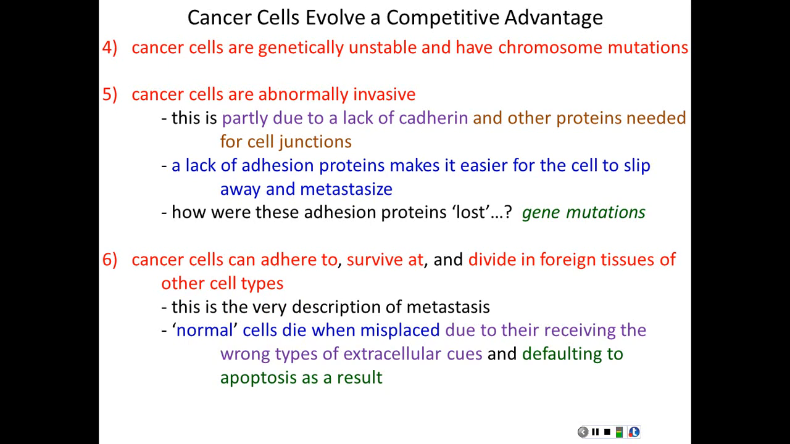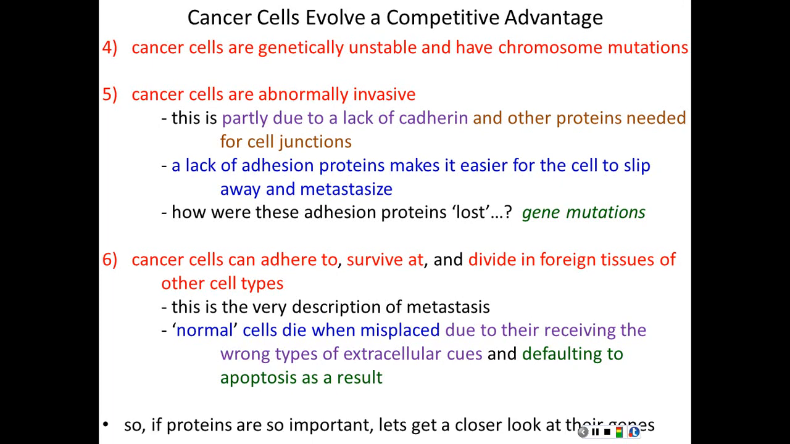Normal cells, if you were to take a normal healthy lung cell and put it in the liver, it would die within days. When it's misplaced, it's getting the wrong cues, the wrong cellular messages from the neighboring cells. As soon as the cell doesn't hear the language it's used to in its environment, it defaults to apoptosis, not cancer cells. Cancer cells are deaf to those signals and so continue to divide.